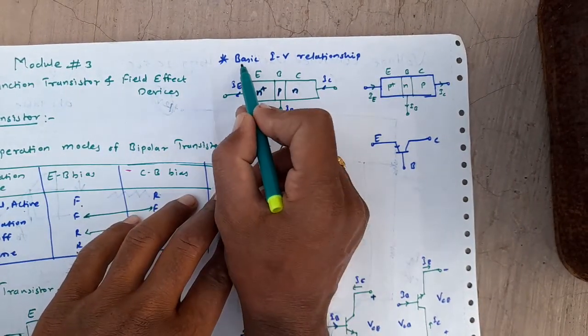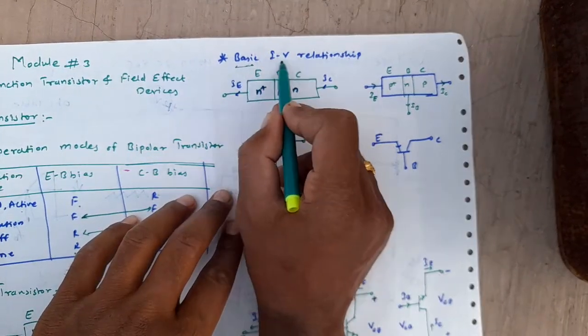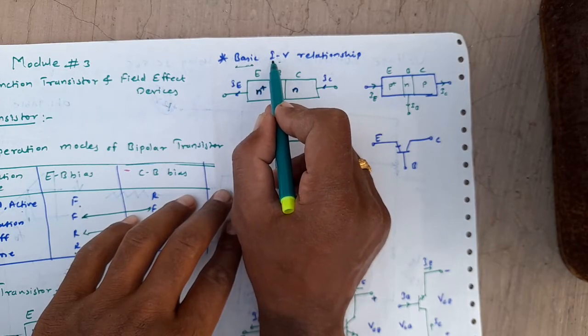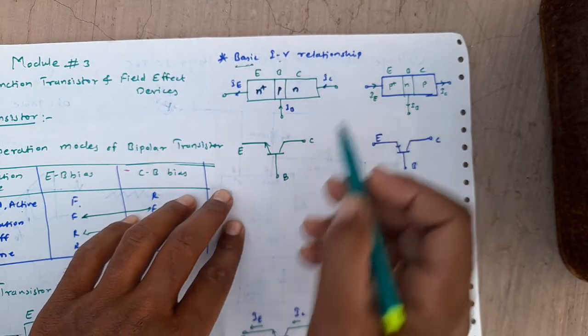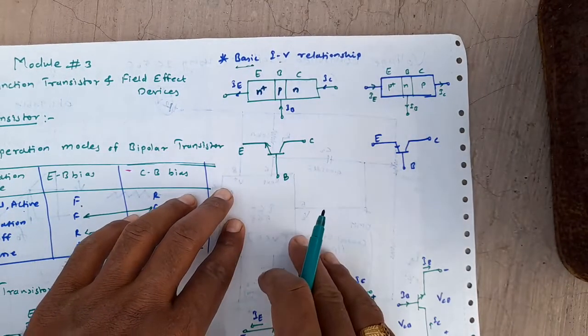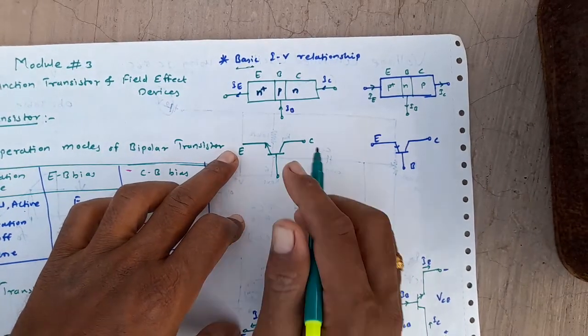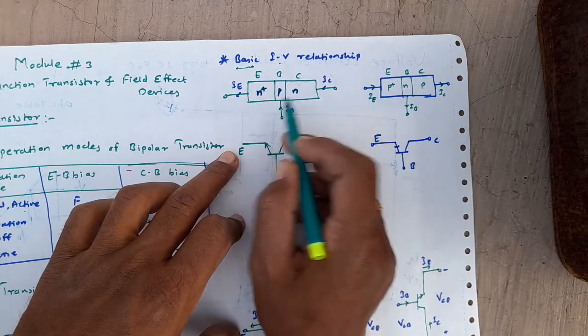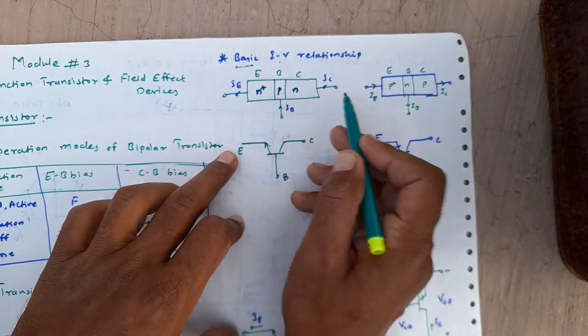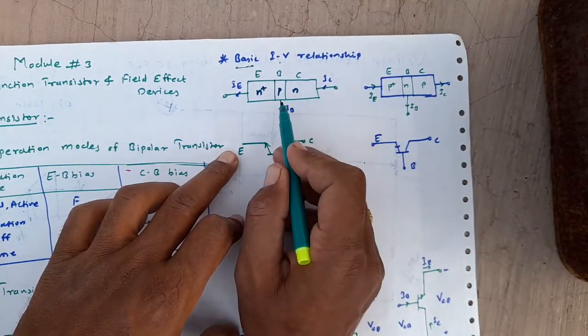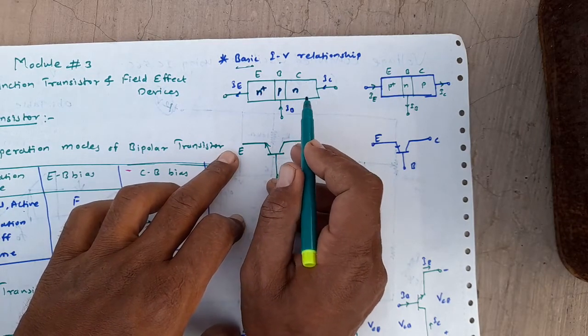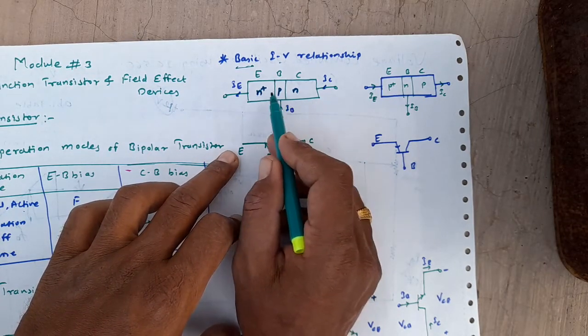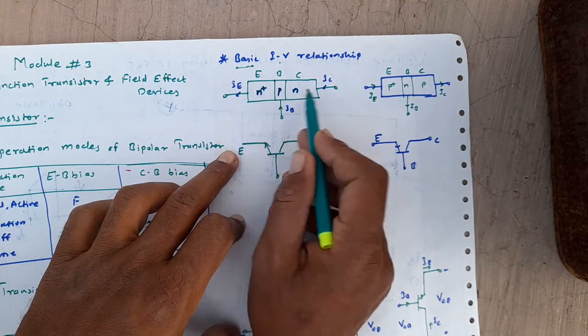So the first thing is the basic IV characteristic, the current-voltage relationships. How are its characteristics? We are going to see that here. If you try to understand the symbols of this transistor, it is already well known for most of us: the NPN transistor and the PNP transistor.